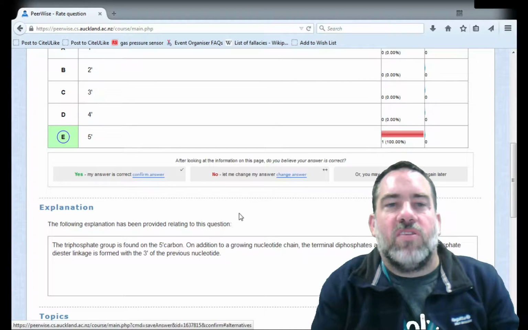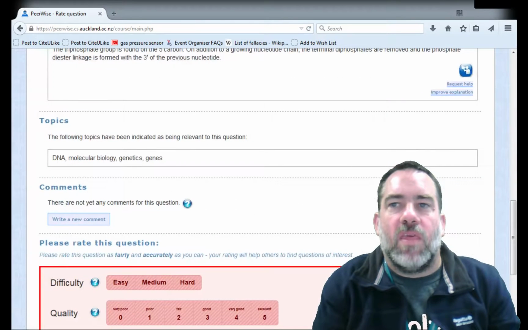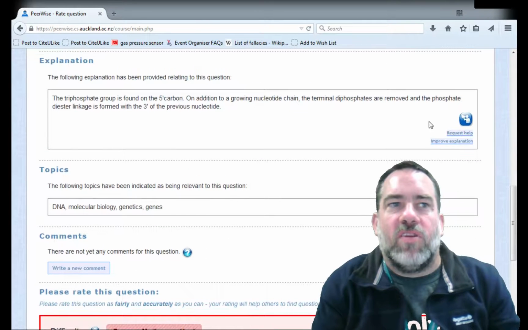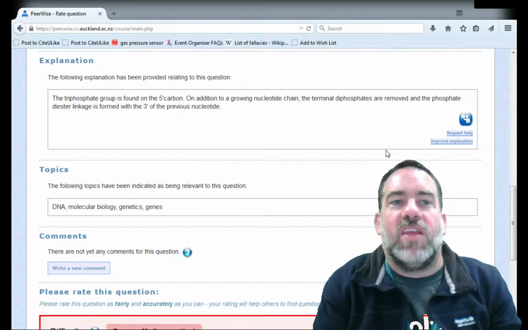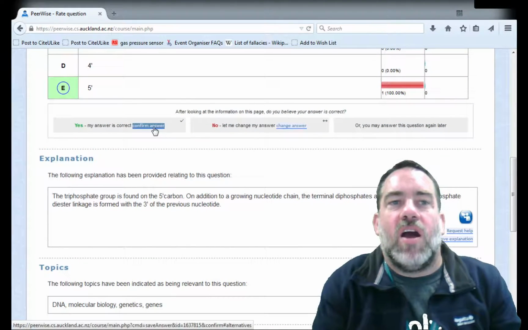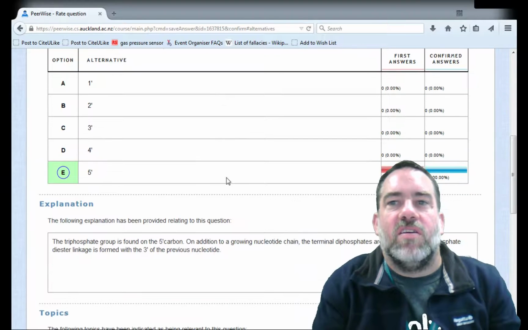So I can confirm the answer, or I could request help. Looking at the explanation here, I can request help from the author, or I can improve the explanation of the answer if I think it's particularly unclear. I'm confident, so I'm going to confirm my answer. Absolutely sure.